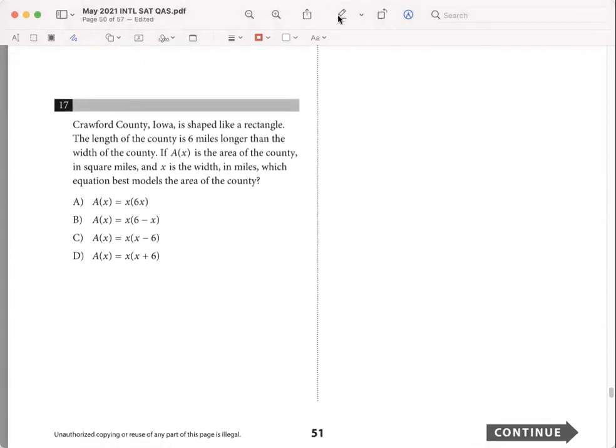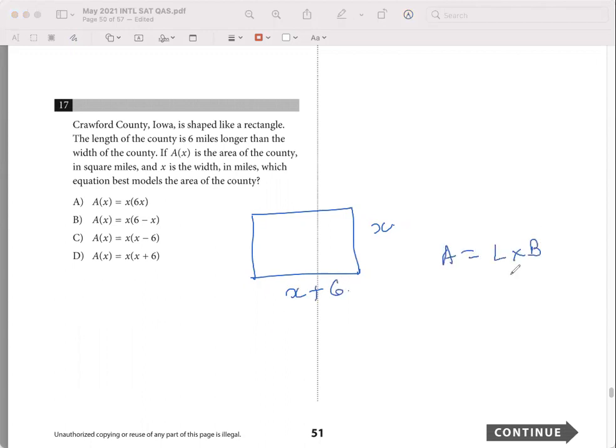Okay. 17. Crawford County, Iowa is shaped like a rectangle. The length of the county is 6 miles longer than the width of the county. If A of x is the area of the county and x is the width, which equation best models the area? Okay. So if the width is x, the length is 6 miles longer. So it is x plus 6, right? So the area is length into breadth, which will be x times x plus 6. So x times x plus 6, which is option D.